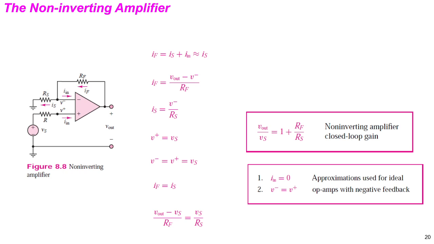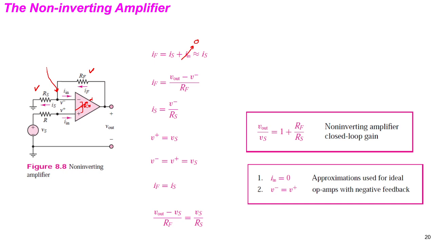Non-inverting amplifier: again we put the negative feedback, and we input our signal to the non-inverting pin here. If we take KCL again at the inverting input, or negative input, we get IF is I in plus IS. And I in is approximately 0 again, with the very large resistance here. So IF and IS are the same. And what is IF?